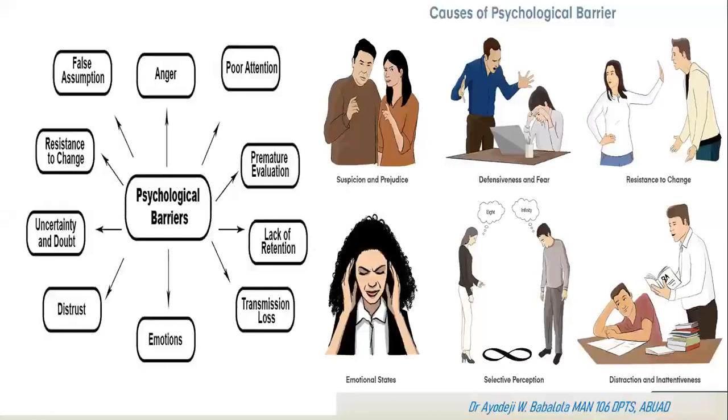So there are some causes of psychological barrier. We have emotions like anger, poor attention, premature evaluation, jumping to conclusion. You don't have enough facts, you are jumping to conclusion. That's premature evaluation.